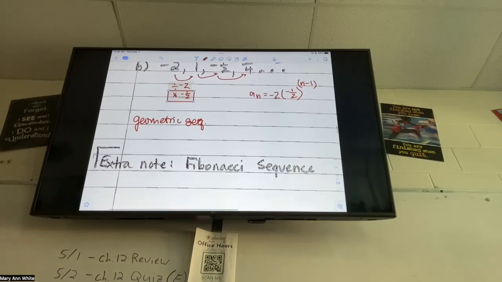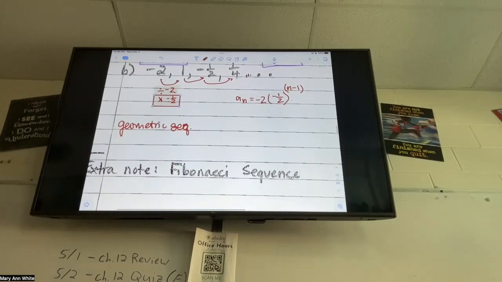Can I simplify that anymore? Can I multiply that -2 times that -1/2? Why not? Why, Natalia? The exponent. I can't multiply a number with an exponent by a number without an exponent, because I don't know what that exponent's going to do to it. This is as good as it gets.